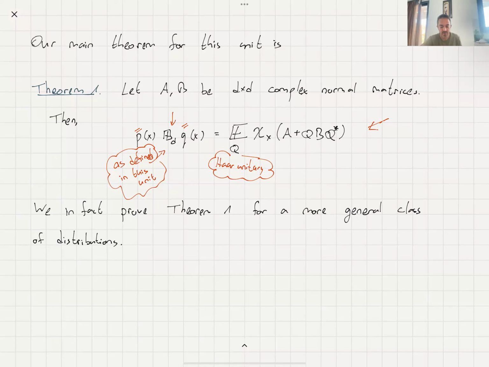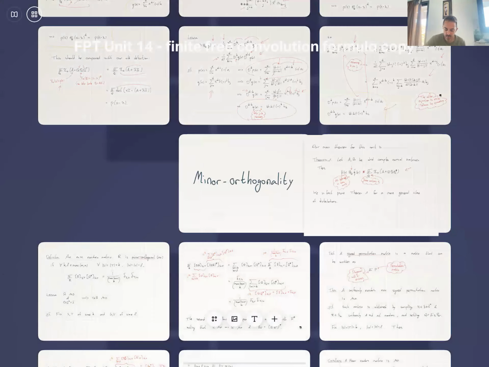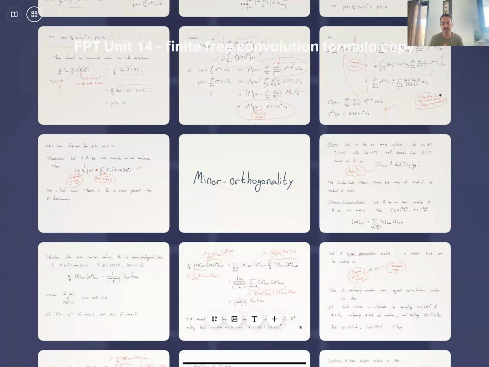Okay. So actually what's going to happen is we are going to prove it for a more general class of distributions, not just for Haar. We are going to prove that this equality holds for several distributions, and we just require a property that a distribution satisfying it would have this equality. Okay, so I think I'll stop here, and in the next video we're going to talk about this property, which is called minor orthogonality, and continue from there.